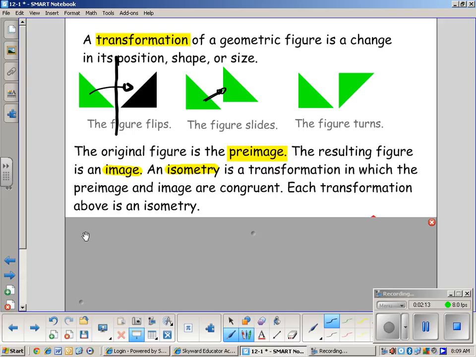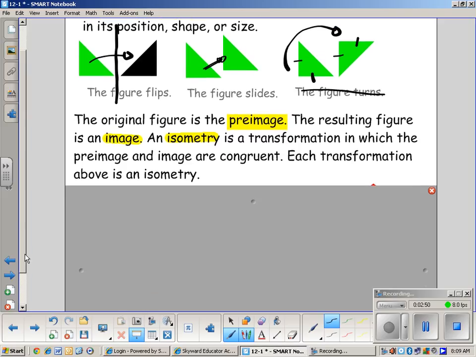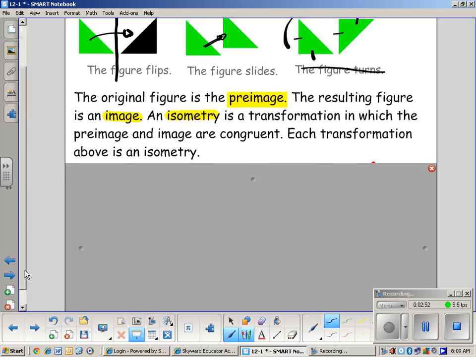Here it says the figure turns. That's not true. That's what I thought at first also, but I guess it is true if these two sides are the same length. I suppose it could just be rotated one turn this way. It didn't look that way to me at first. It isn't real obvious to me, but I agree it could be just a rotation there. The original figure is called the preimage, and the resulting figure is the image.